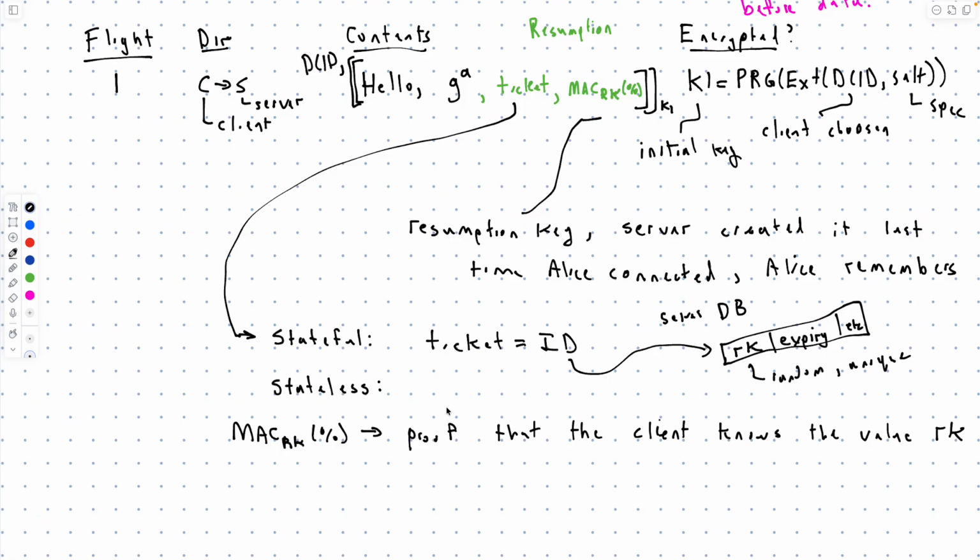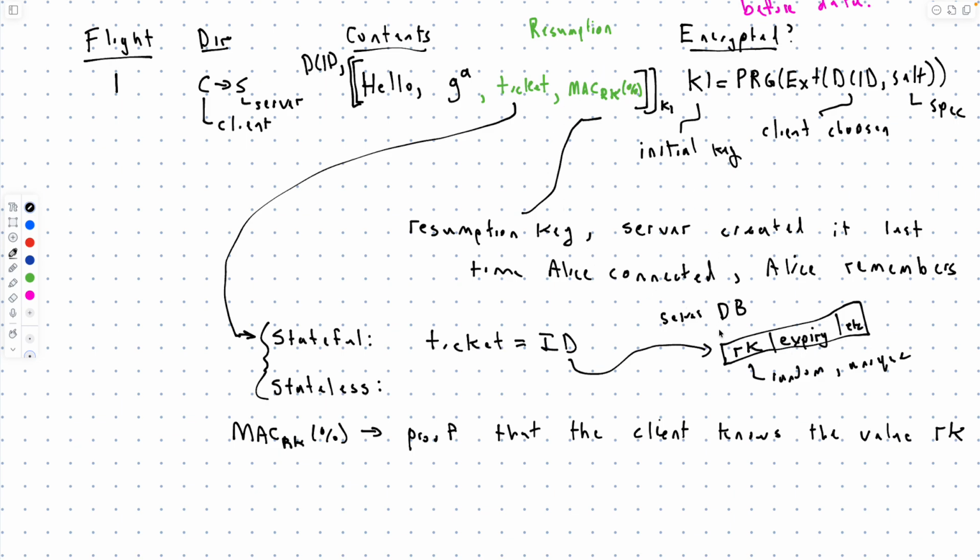Okay. Now there's a stateless option. Stateless is when the server doesn't want to keep a database. So if the server doesn't want to keep a database, what could it do? Drop it, remove it. Okay, so it could get rid of the database, but it needs to get the RK back from the user. Basically, it wants to get this information back from the user.